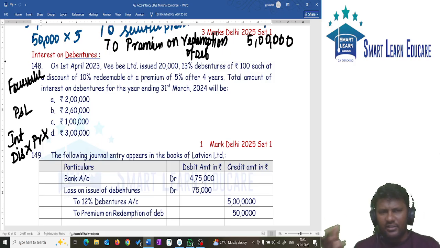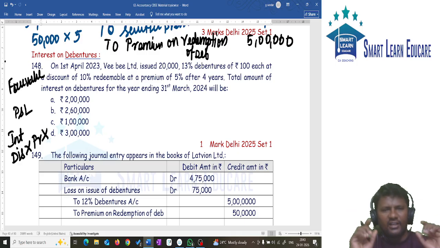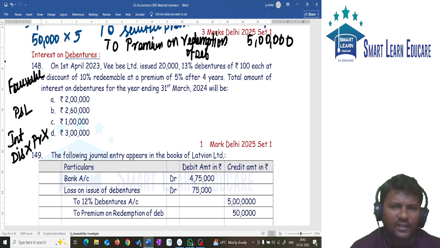Like shares, debentures are also traded. There can be an extra price also, but still remember, whenever a company calculates interest, it will calculate interest only on what amount? It will calculate interest only on the face value.